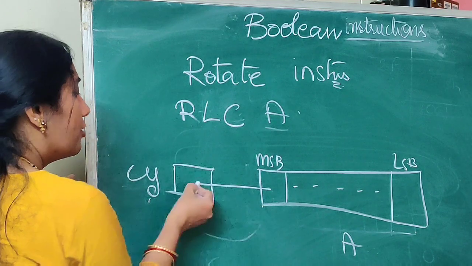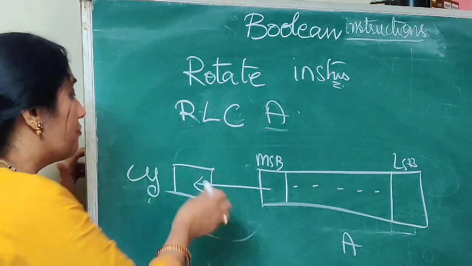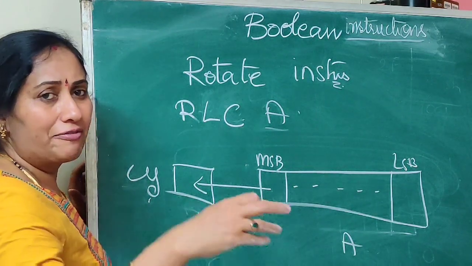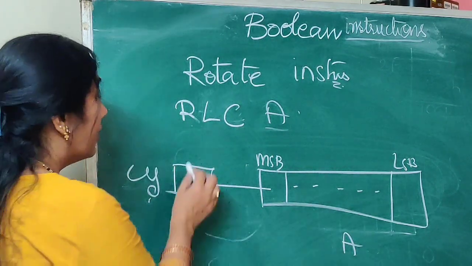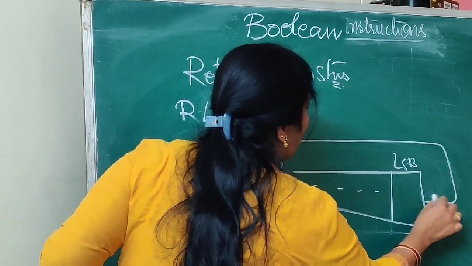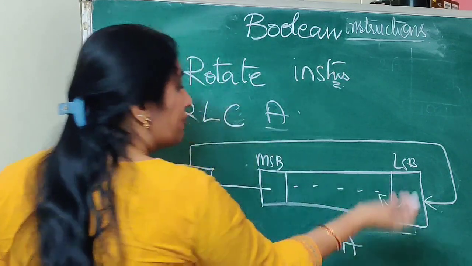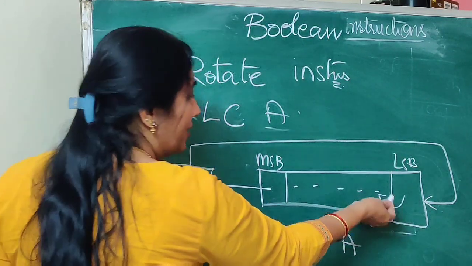So MSB bit will come to the carry flag status, and whatever is there in the carry flag previously, whether it is from some operation or whatever its content is, 0 or 1 whatever it is, that will get copied into the LSB. LSB will get shifted to the higher bit position, that is first bit.